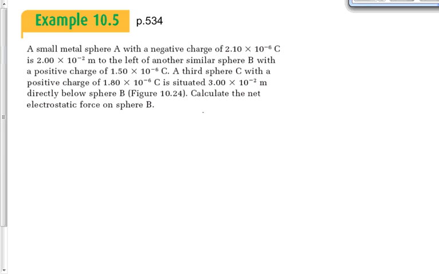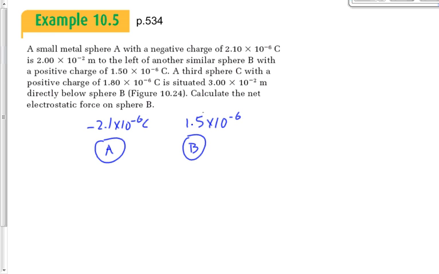One more example today, and then we're done for the week. 10.5, page 534. Small metal sphere with a negative charge, to the left of another one. Okay, that's A, B. This one's negative 2.1 times 10 to the minus 6. This one is positive 1.5 times 10 to the minus 6 coulombs, and the distance between them is 0.0200 meters.